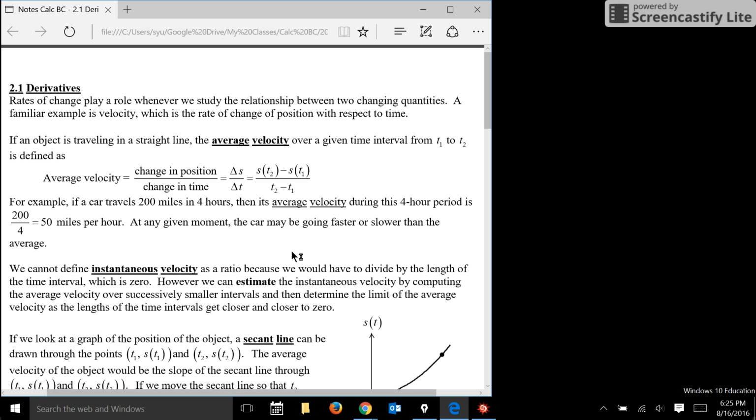Now, before we actually take a look at our notes, first I want to talk about something that you already know. So first let's talk about slope. You could list several things that you know about slope, I'm sure, but the biggest idea that you learned from Algebra 1 is that slope is rise over run.